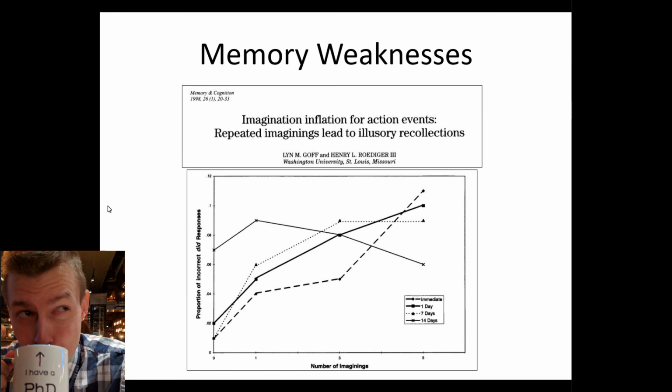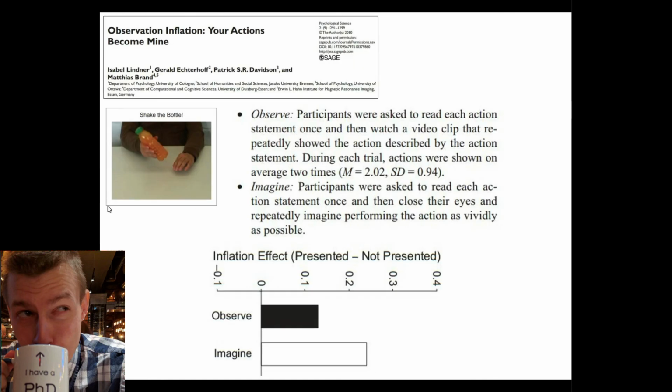The more times you asked them to imagine performing the action, the more likely participants seem to be to incorrectly recall having actually performed it. Second, watching videos of other people doing fairly mundane things like shaking a bottle can lead us to incorrectly recall having done these things ourselves. These results include and adjust for the fact that participants will also occasionally say that they performed some actions that were not even presented to them in any way, hence the presented minus not presented label in the graph.